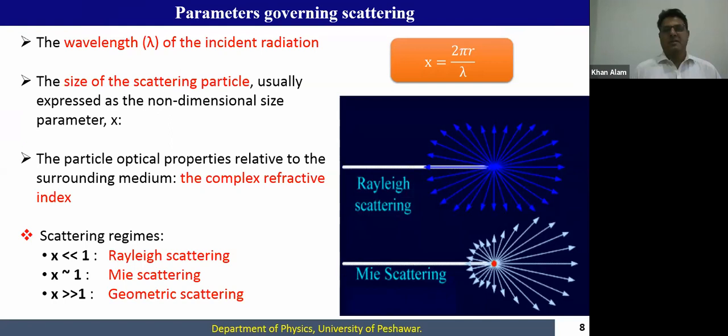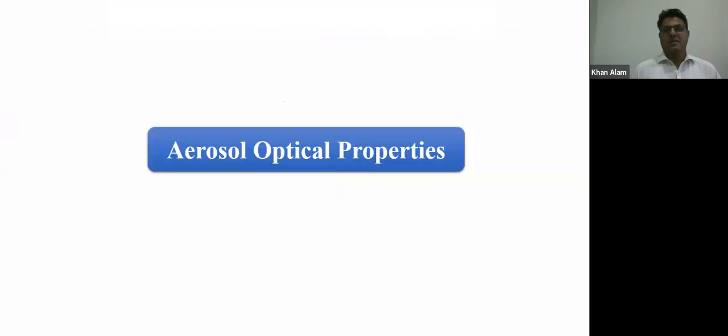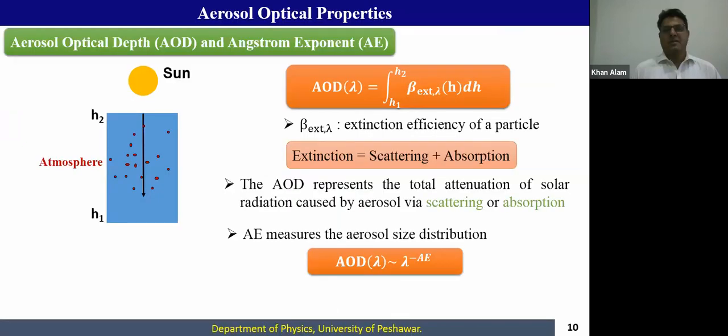Scattering can be further classified into three main categories: Rayleigh scattering, Mie scattering, and geometric scattering. So I'm going to introduce some of the aerosol optical properties. One of the optical properties is aerosol optical depth and angstrom exponent. Aerosol optical depth is basically the total column concentration from ground to some height, and that can be measured by different satellite sensors. There are various satellite sensors that can provide the column concentrations.